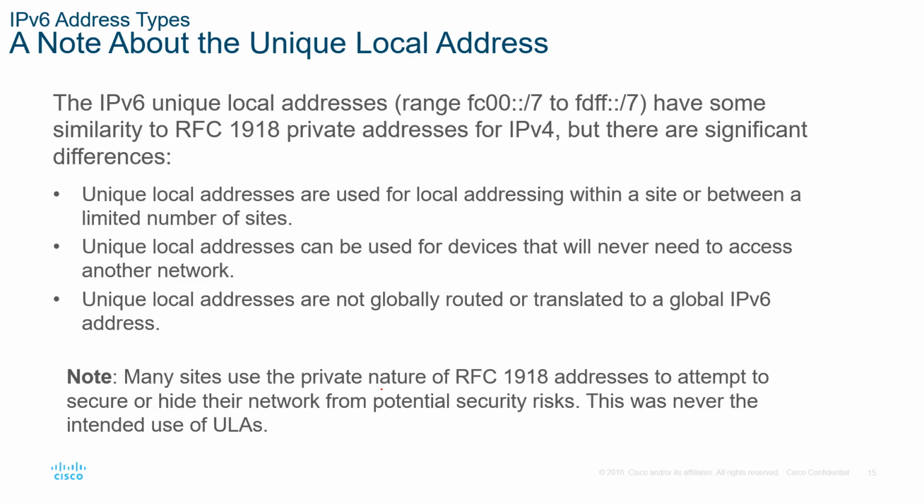They are unique local addresses used for local addressing within a site or between a limited number of sites. Unique local addresses can be used for devices that will never need access to another network. Unique local addresses are not globally routed or translated to a global IPv6 address. That is the key takeaway. These types of addresses cannot be translated to a global address, where a link local address can be translated.